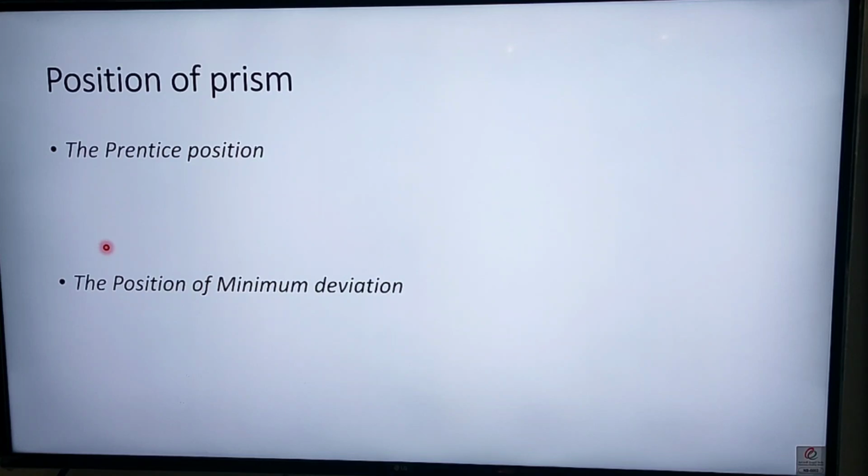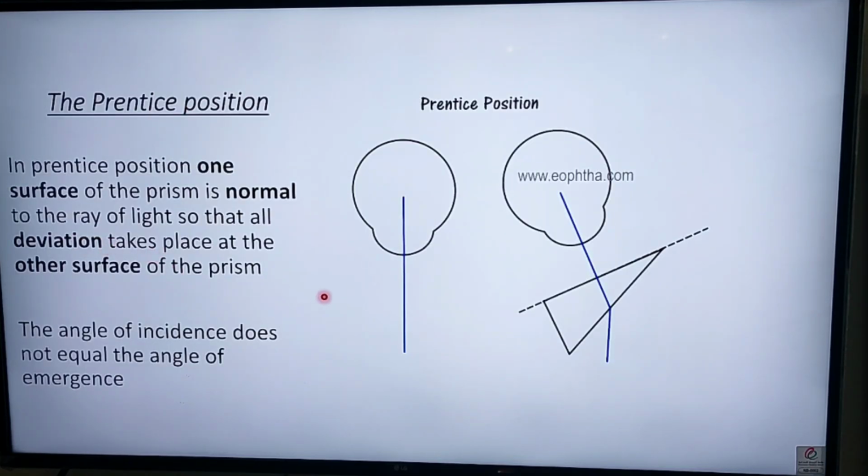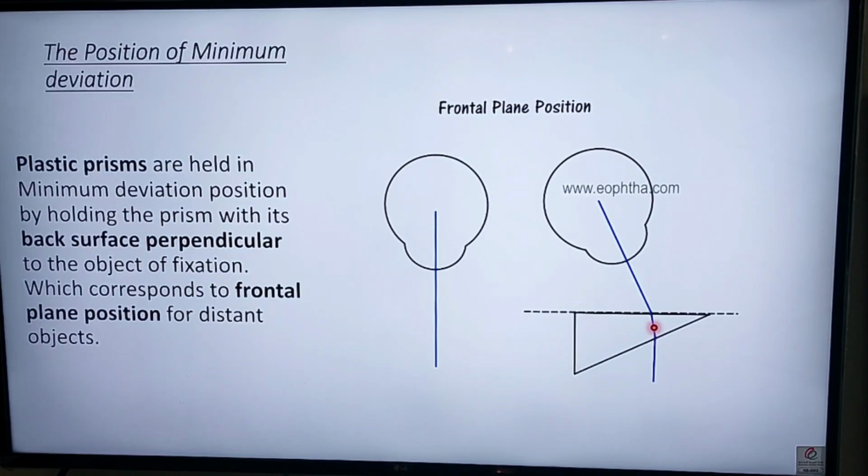Now there are two primary positions of a prism, the Prentice position and the position of minimum deviation. In the Prentice position, one surface is normal to the rays of light, so deviation only takes place at the other surface. So your angle of incidence is not equal to your angle of emergence in this case. While in the position of minimum deviation, you hold the prism with its back surface perpendicular to the object of fixation. This roughly coincides with your frontal plane position in practical use.